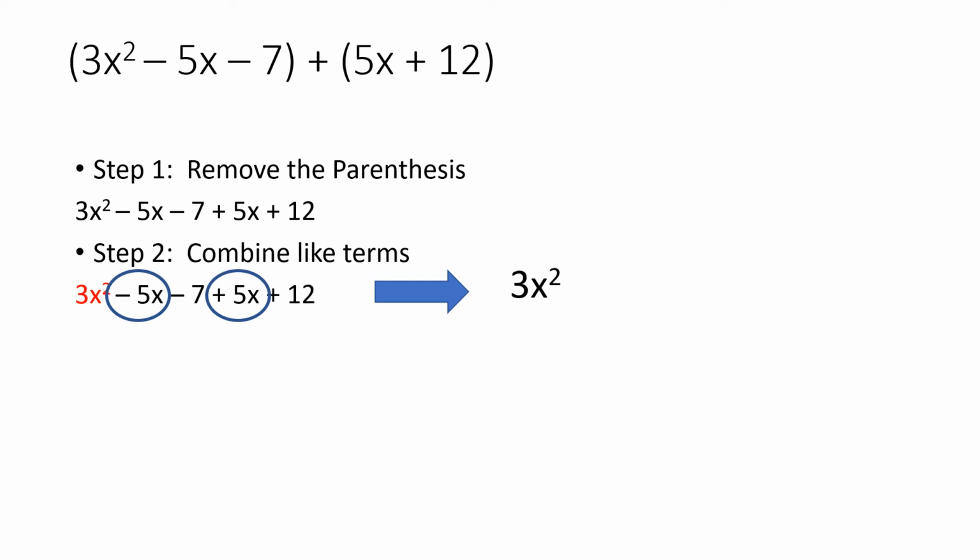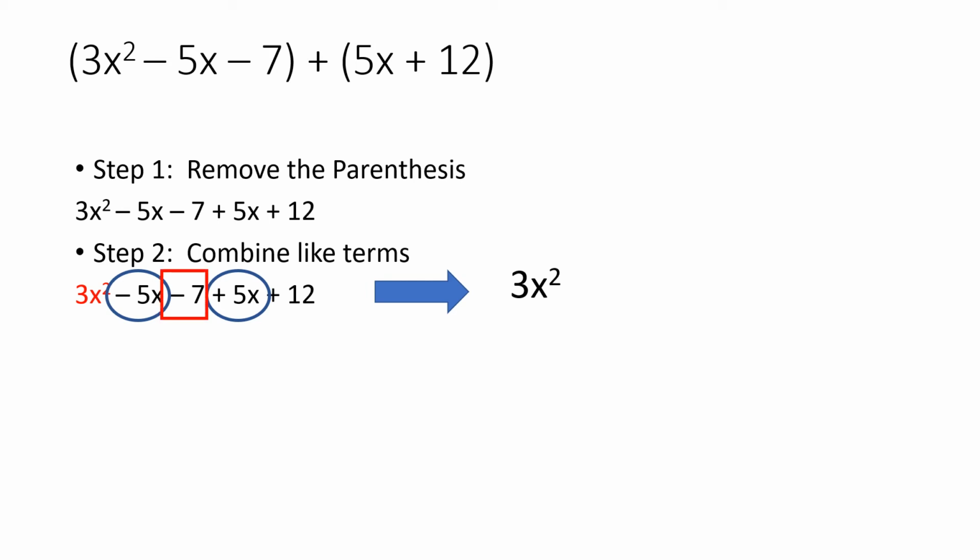If I look through the rest of the terms, I see another term that has an x in it, and that would be 5x. If I combine those like terms, negative 5x plus 5x equals 0. So over here on my answer, I can either say plus 0, or because it's 0, I can just leave it off.